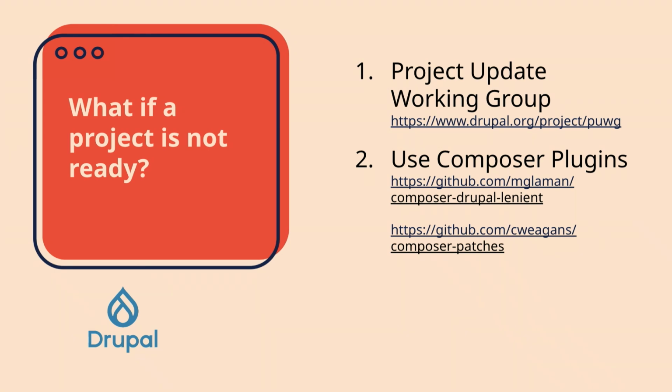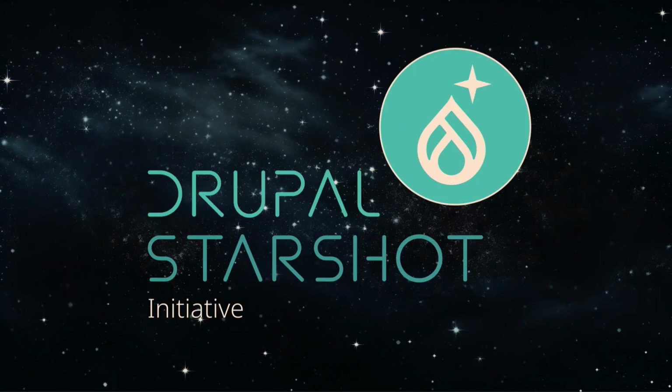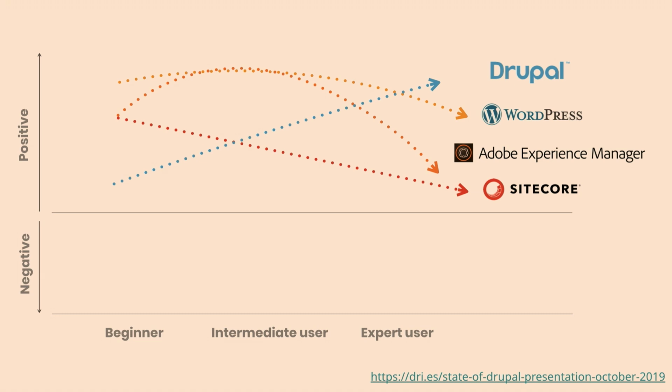But we haven't only worked on Drupal 11 this year, obviously. We also worked on the Drupal Starshot initiative. And the reason we started working on Drupal Starshot is that Drupal is a very stable, very mature platform. But when we did this research in actually 2019, it was quite a while ago, we figured out that it's very mature, it's very stable, it's very complicated.